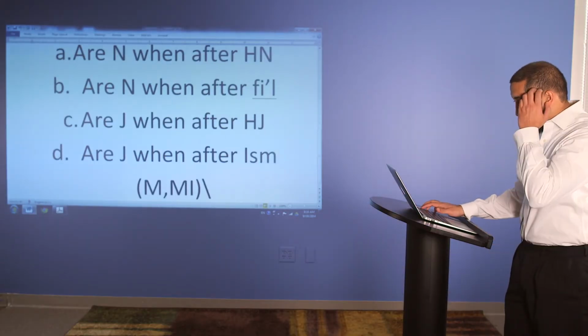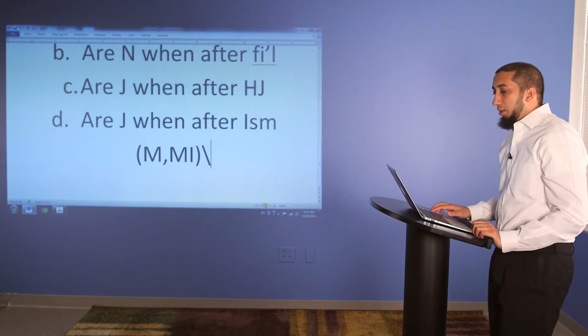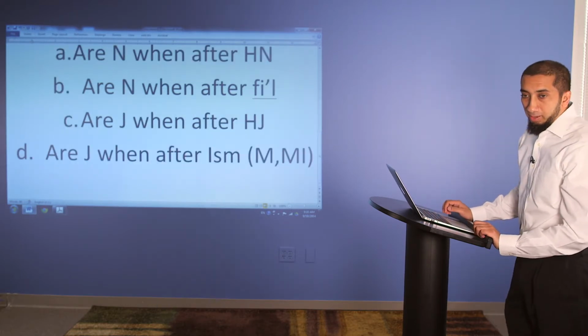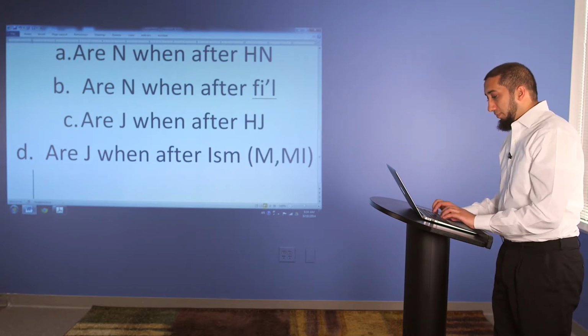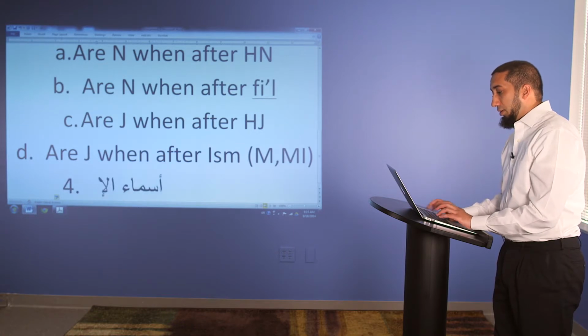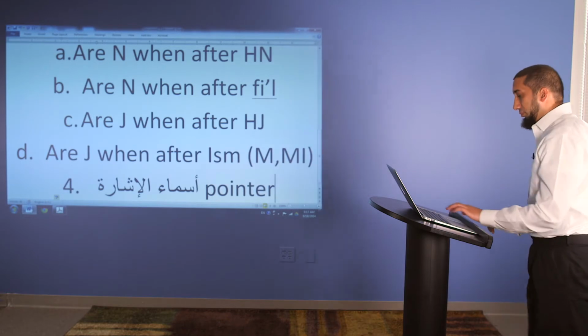Number 4. So we've got 3 things so far. We've got proper names, ism alam. We've got lam al-ta'rif, alif lam, and we've got ad-dama'ir. Then we've got the 4th item, asma al-ishara, pointers. Do you remember what they are?